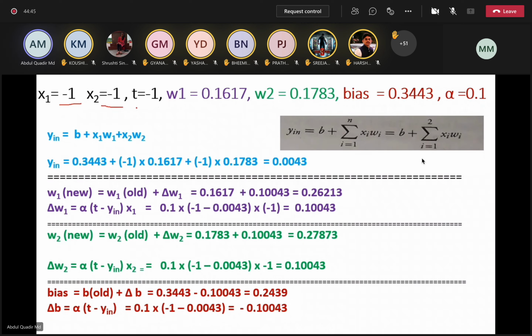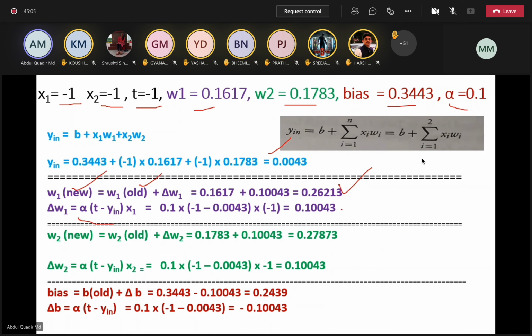Minus 1 and minus 1. So W1 is 1617, W2 is 1783, bias is 3343, and alpha. Okay, so when I plug in the values, I get this one. When I plug in the values, I hope by this time you should know, I get this value.